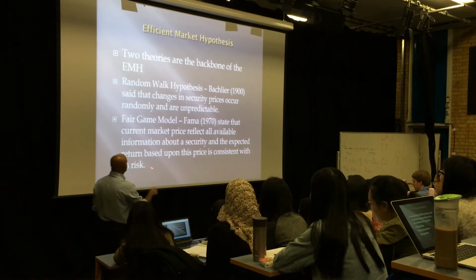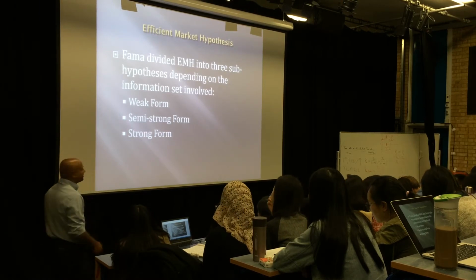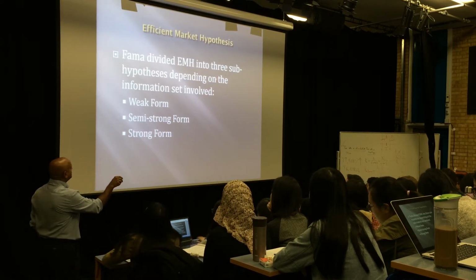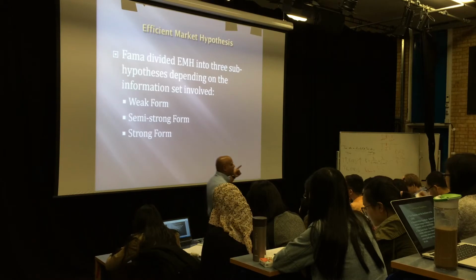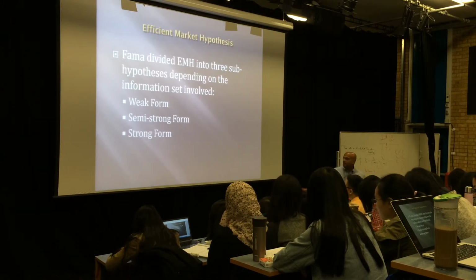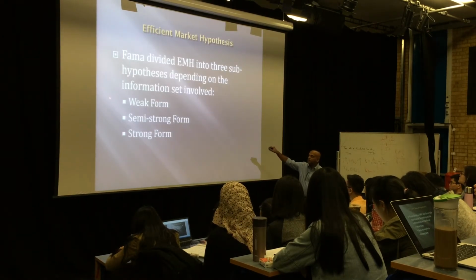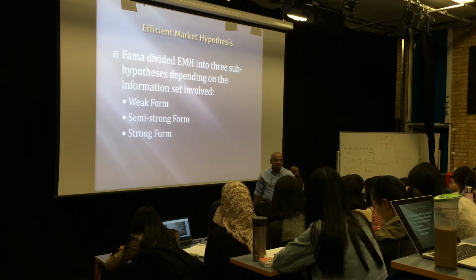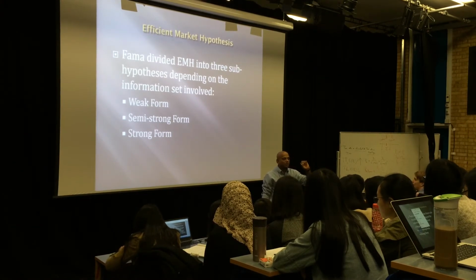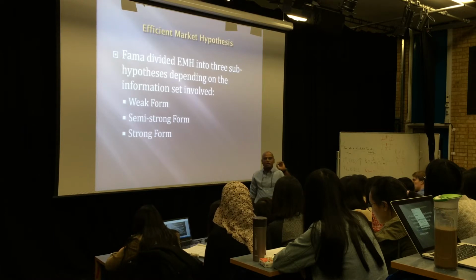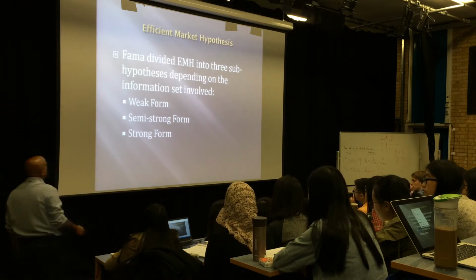So, expected return depends on its consistency. Now, Fama, his main contribution is that he divided this hypothesis into three subgroups. The three forms of it: weak form, semi-strong form, and strong form. He said all that is true, but it depends upon three forms. Of course, this is a theoretical concept. We'll talk about the reality in a minute. Theoretically, he said there are three forms of efficient market.